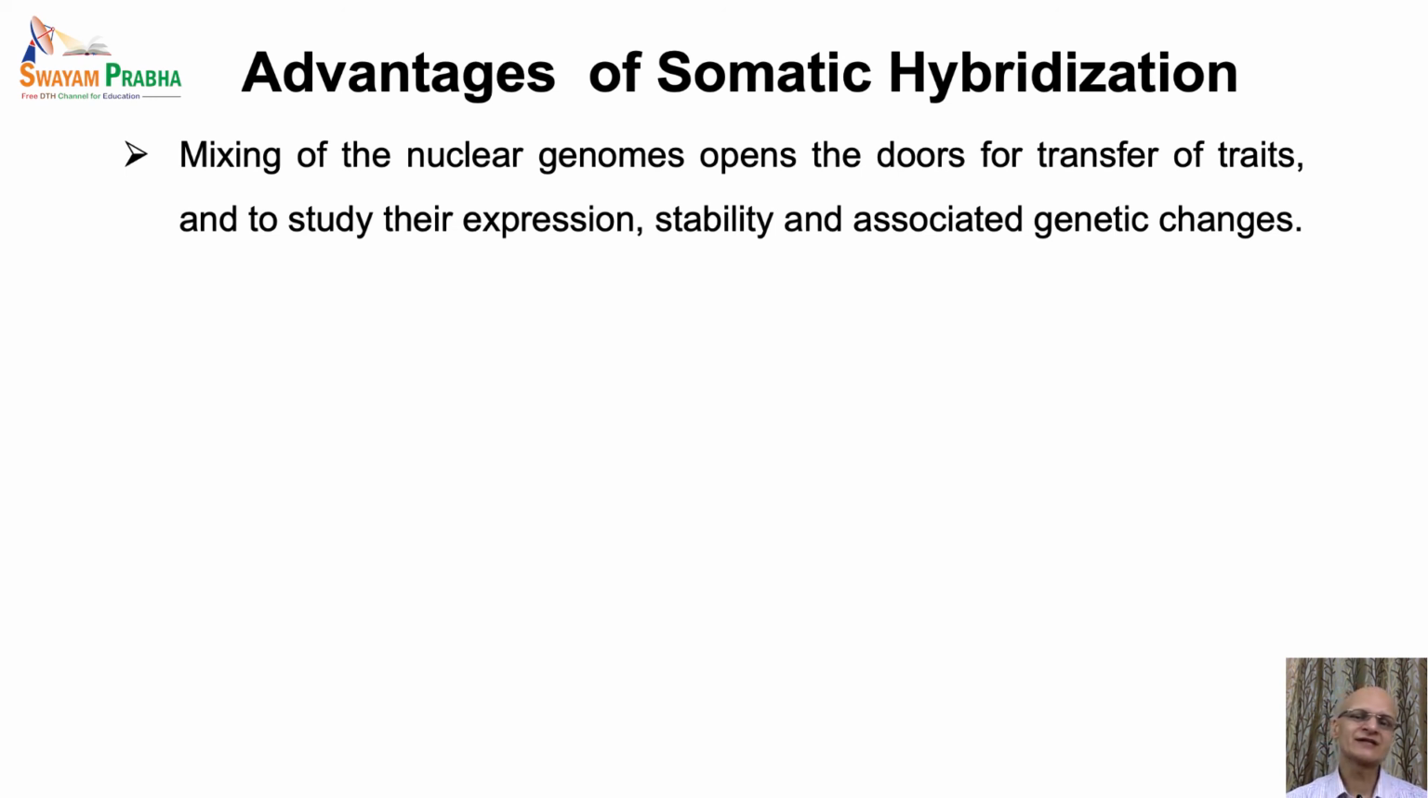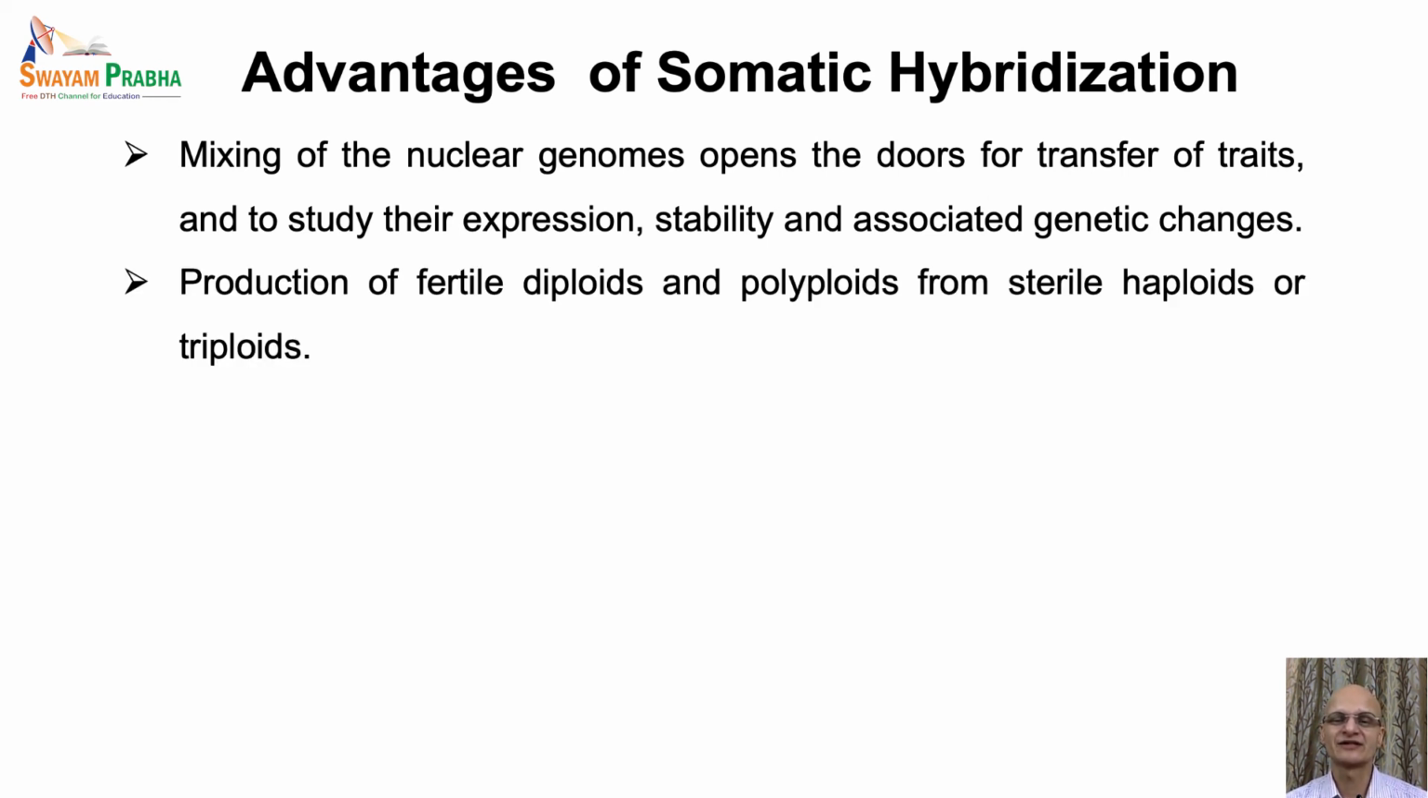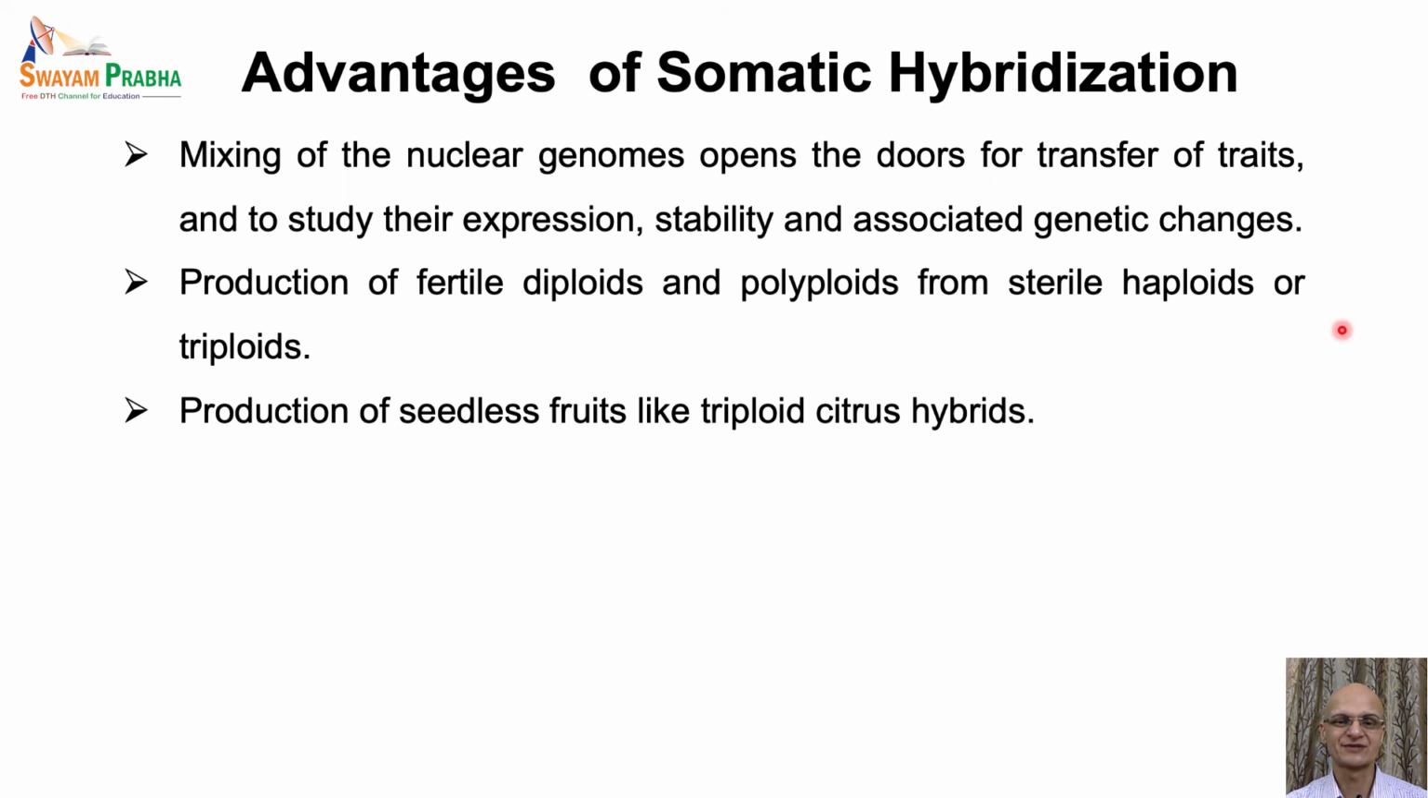Further, the mixing of the nuclear genome opens up the door to the transfer of traits and to study their expression, their interaction, and the stability, and the genetic changes that are associated with these new combinations of genes can be generated in this way. Somatic hybrids can be used for the development of fertile diploids or polyploids from sterile haploids or triploids.